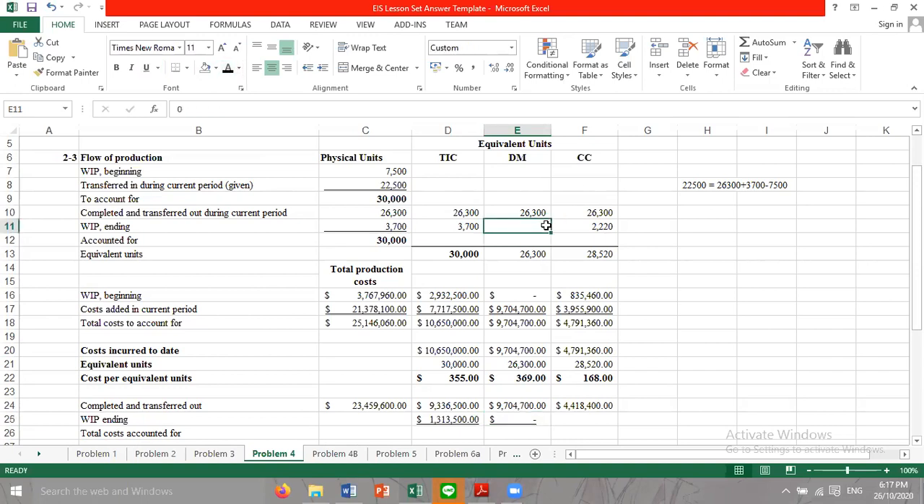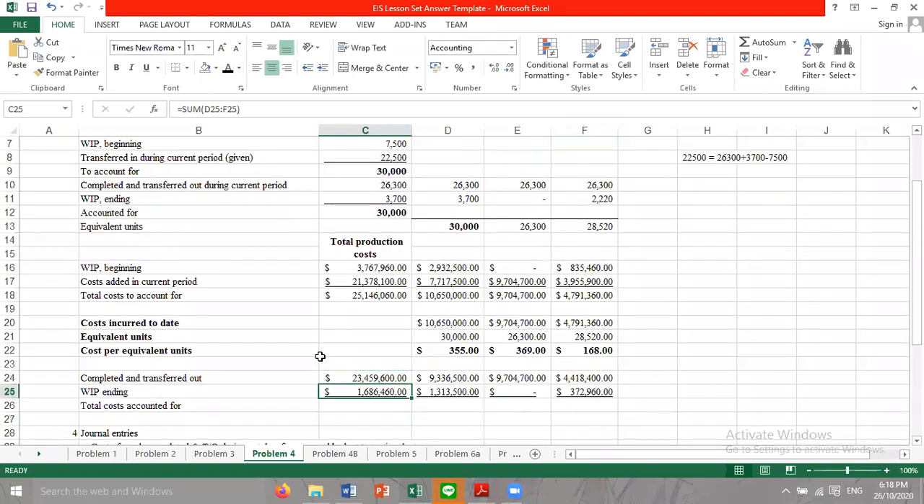Same thing goes for direct materials once again. This time, since work in process has not added direct materials, there's 0% work done, right? And the equivalent unit for direct materials for WIP ending is 0, right? So this time, the cost allocated is practically 0. And same thing goes for conversion cost. We'll get 372,000 minus 60,000. Okay. Then if we add them up, we'll get a total sum of 1,686,460. Okay, so this is the total sum. So our total cost accounted for is $25,146,060. Now, this is the same for all transferred in cost, direct materials, and conversion costs.